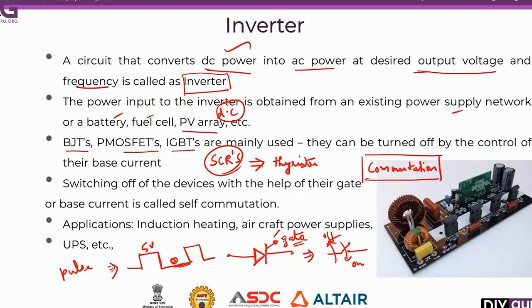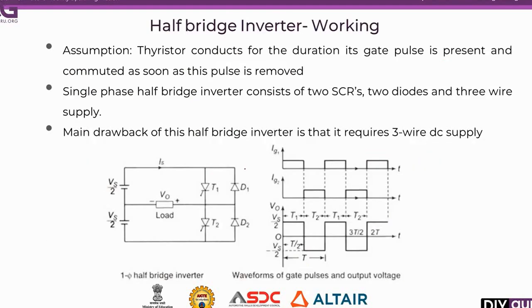The major applications of inverters are induction heating. It can be used for a temporary supply in an aircraft power supply, and it is mainly used in home UPS systems. Now we will see the working of the half-bridge inverter.